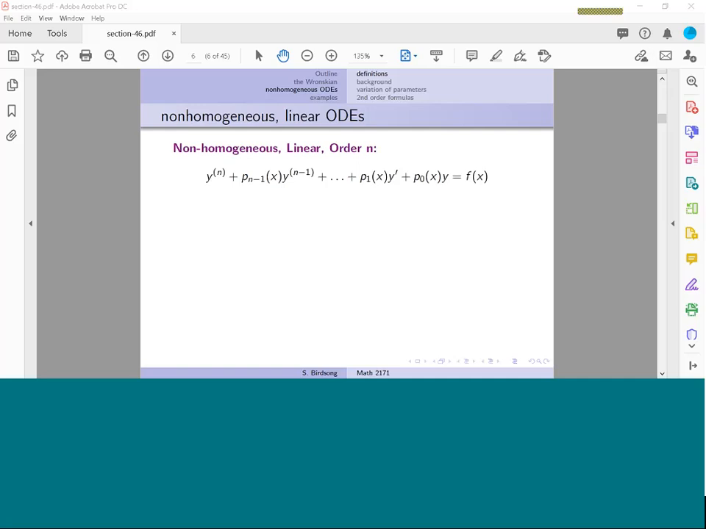So non-homogeneous, linear, order n, that means your highest guy right here has an nth derivative. And I went ahead and did something a little bit different than what we've done in the past, which is I said, notice here, let's make this leading coefficient 1. Notice if you don't have 1, you can always force it into this term by dividing whatever that coefficient is by every single term in the equation.